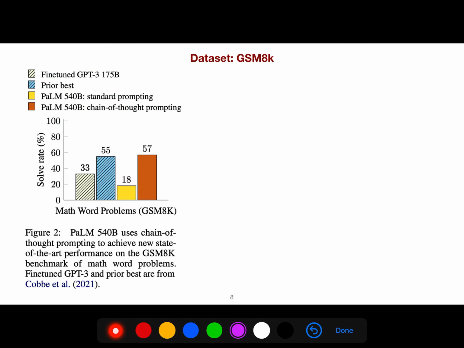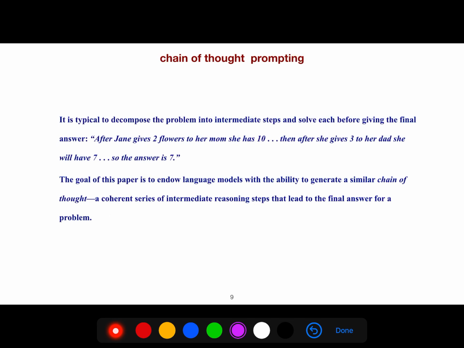So what is the data set? You know that GSM8K is math word problems, and the solve rate of this chain of thought prompting, the idea of this paper, you see it is around 57%, which is much better than your naive 18%, which is standard prompting. As I said, this is naive, but the 57%, this one is the idea of this paper.